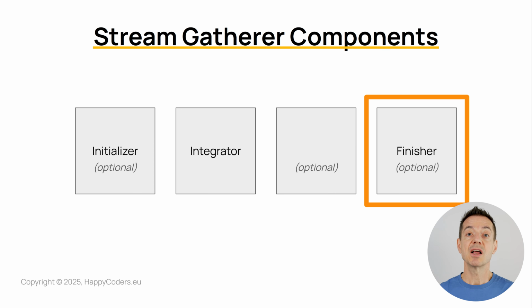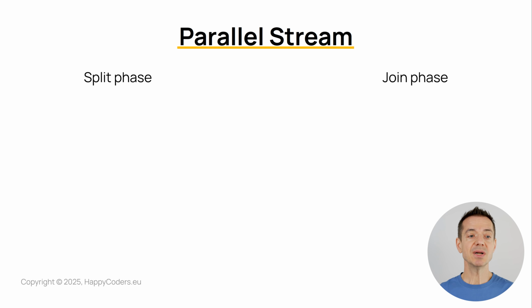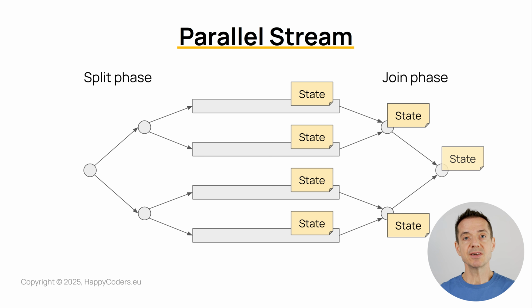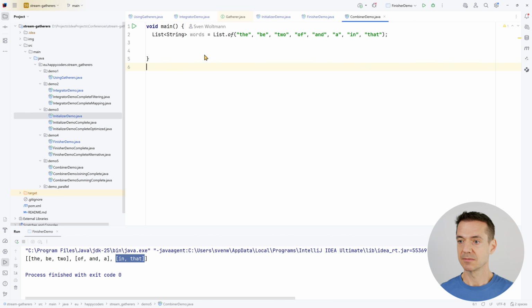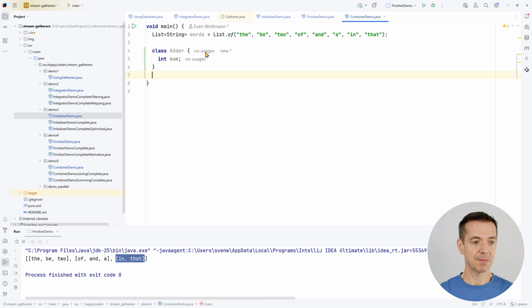That was the finisher. The fourth and final component is the combiner, and we need that when we want to run a stateful gatherer in parallel. In a parallel stream, each substream has its own state, and with the combiner, 2 state objects are merged into one during the join phase. I'd like to show you this using a gatherer that sums up all the elements of a number stream. For the state, we'll use a separate class this time, an adder, with an int variable sum.